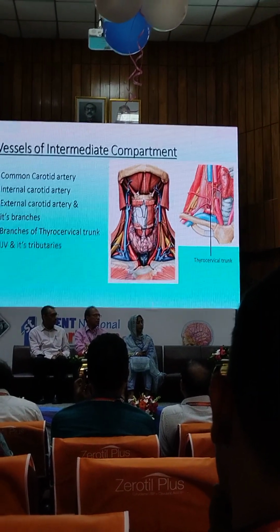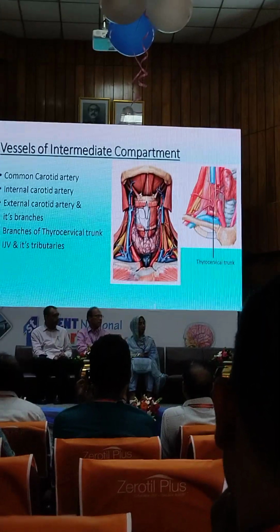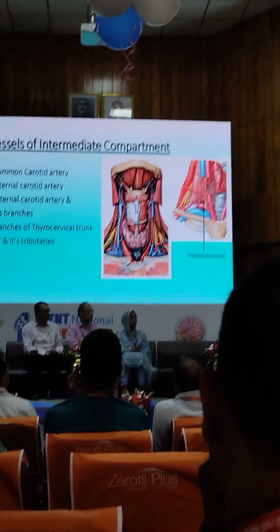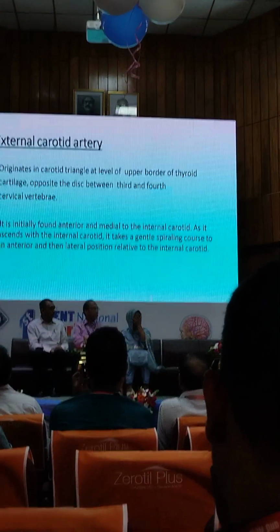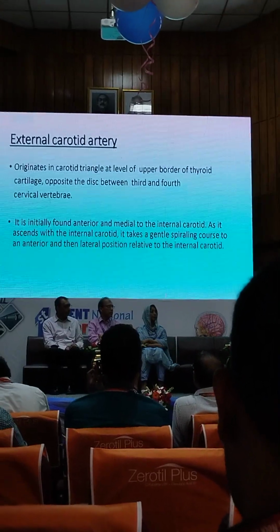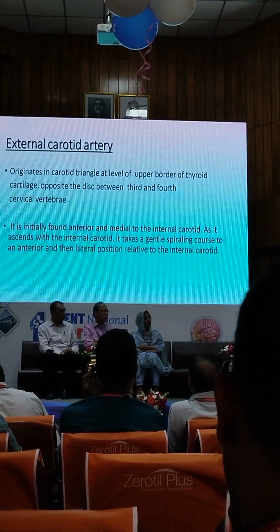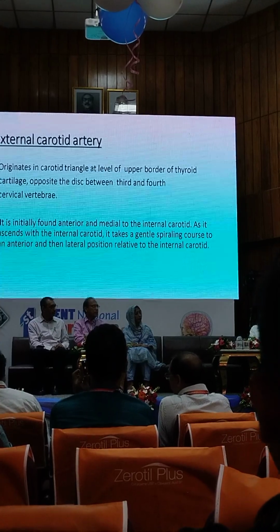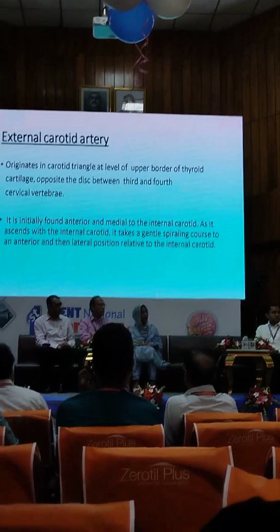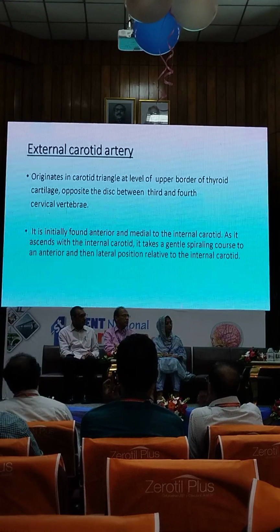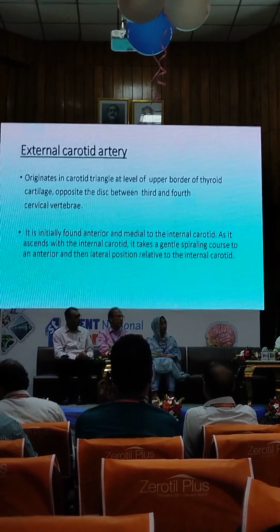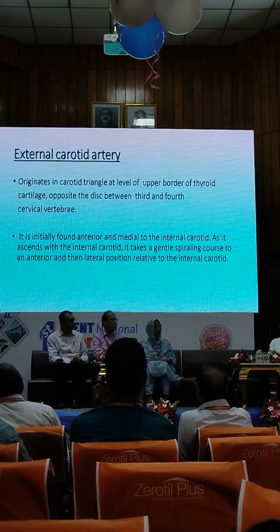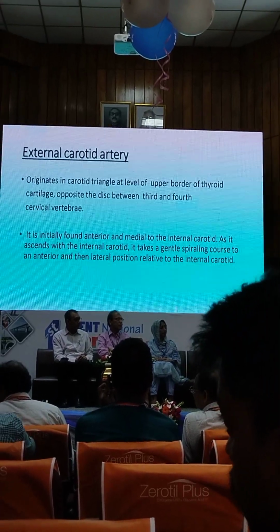The vessels of the intermediate compartment are the common carotid, internal carotid, and external carotid arteries, and the branches of the thyrocervical trunk. You have the pictures. The external carotid is an important artery. It originates in the carotid triangle at the level of the upper border of the thyroid cartilage. Initially it is found anterior and medial to the internal carotid artery, then it takes a gentle spiral course and goes to the anterior and then lateral position related to the internal carotid.